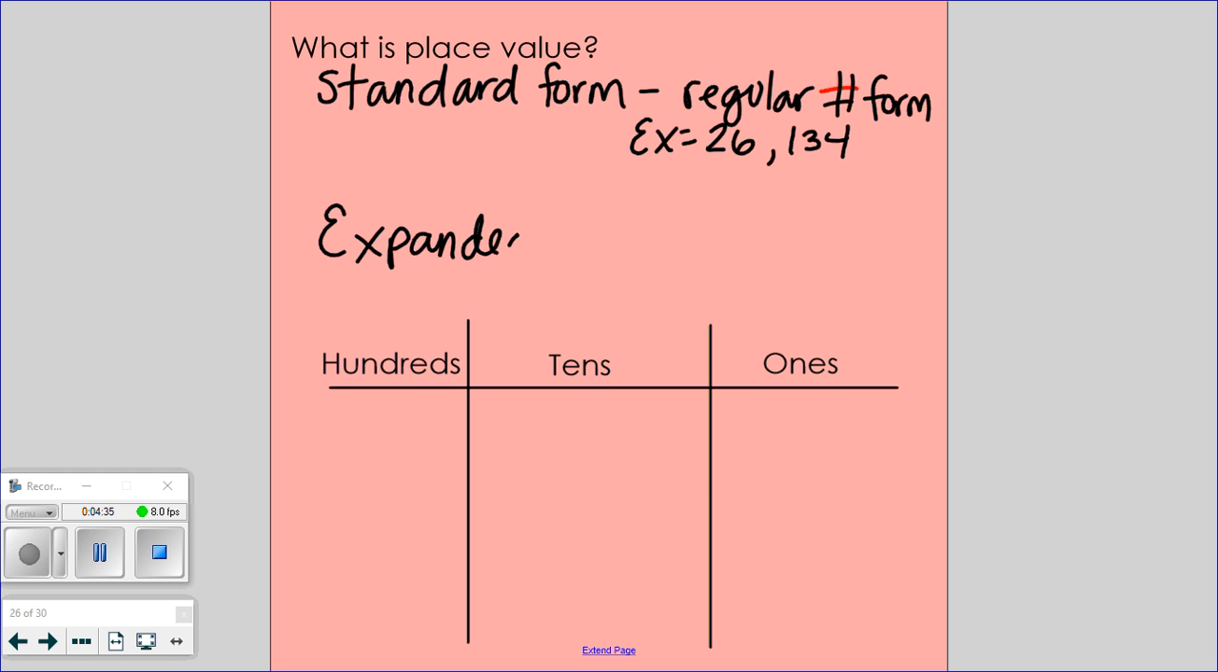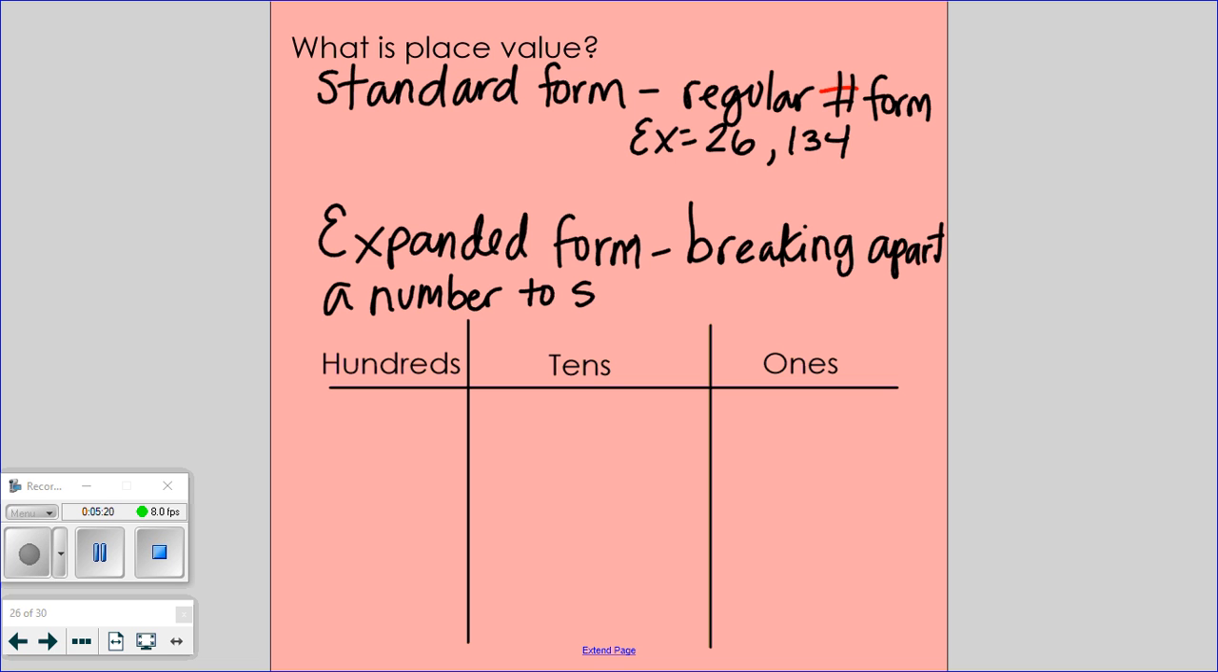The second form that we are going to be using numbers in is what is called expanded form. Raise your hand if you have used expanded form before. Good. Expanded form is when we break apart a number. It's kind of like if we could take a magnifying glass and really see inside that number what the digits actually mean. So expanded form is breaking apart a number to see the value of the digits.